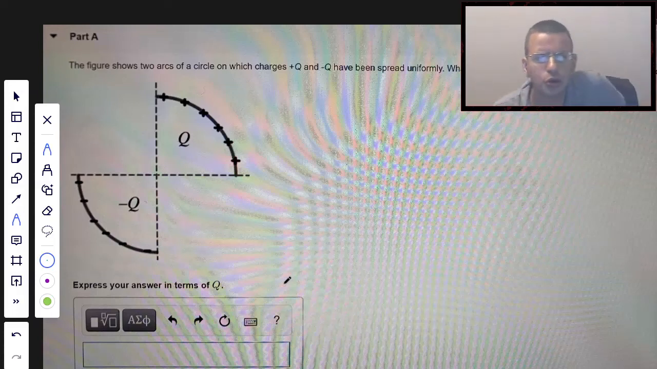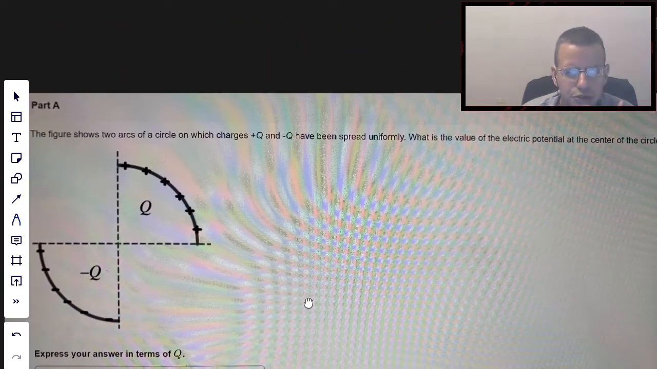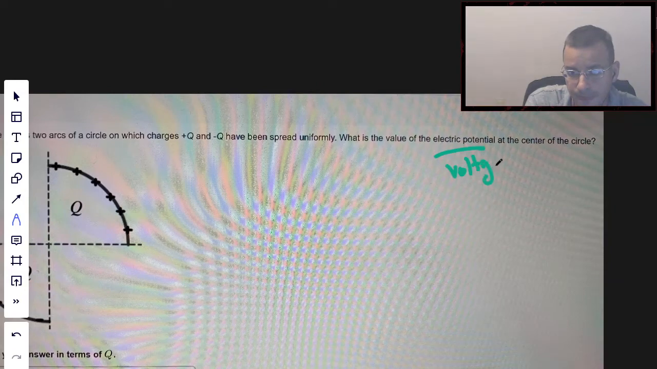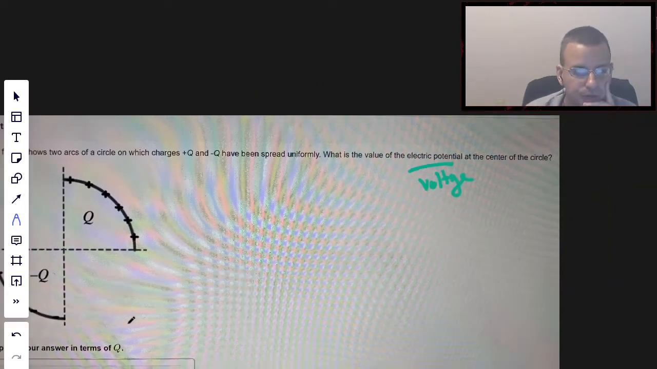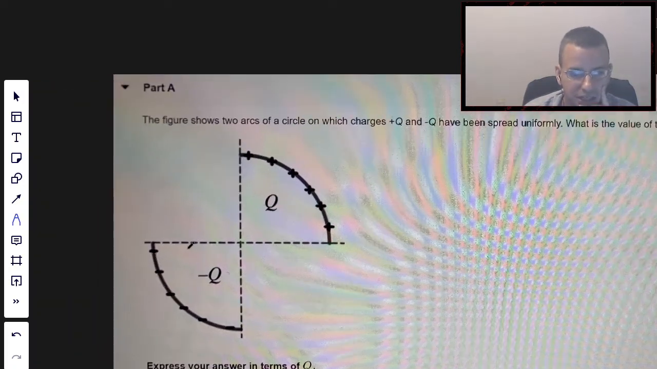The figure below shows two arcs of a circle on which plus q and minus q have been spread or squished or smeared uniformly. What is the value of the electric potential, voltage, at the center of the circle? Okay, so voltage is always a difference, and we're going to be comparing the center of the circle to infinity.